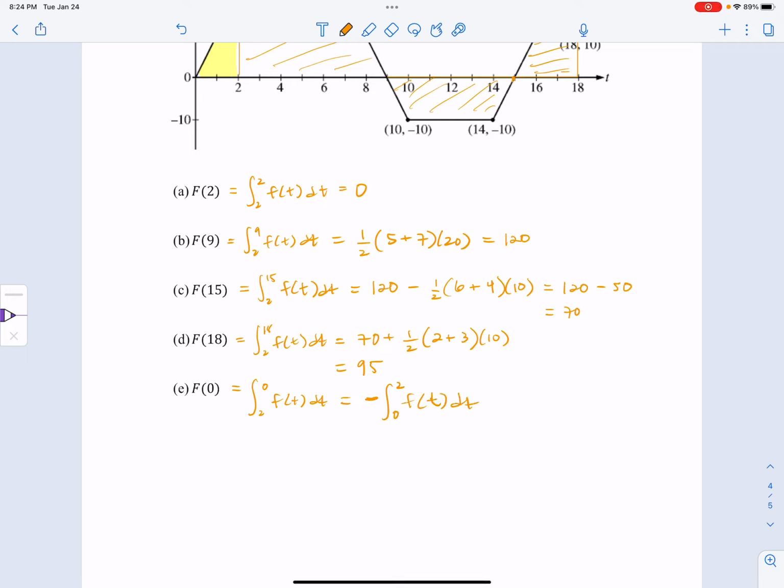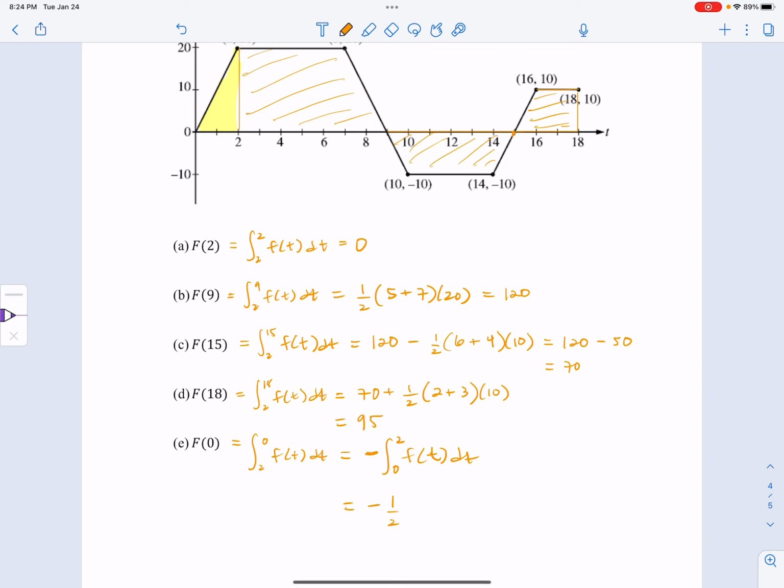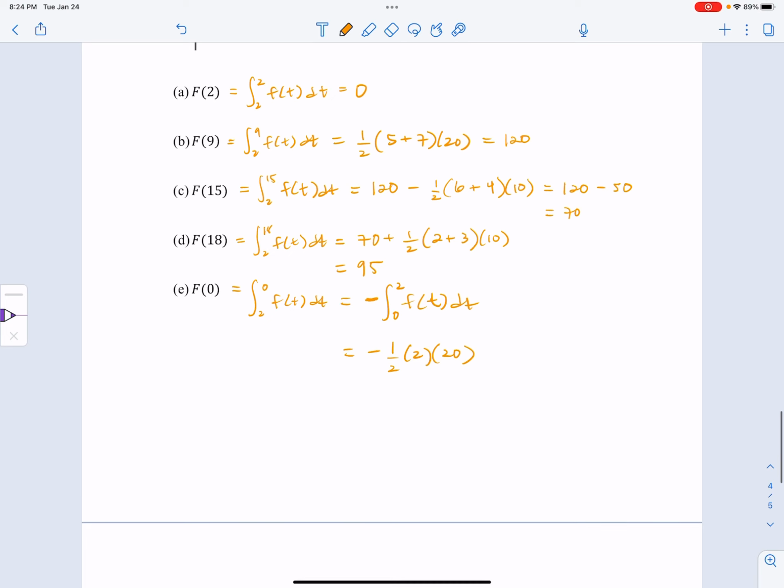Okay, so then from 0 to 2, that's a triangle with area 1/2, base is 2, and then height is 20. So negative 20 would be f of 0, capital F of 0.